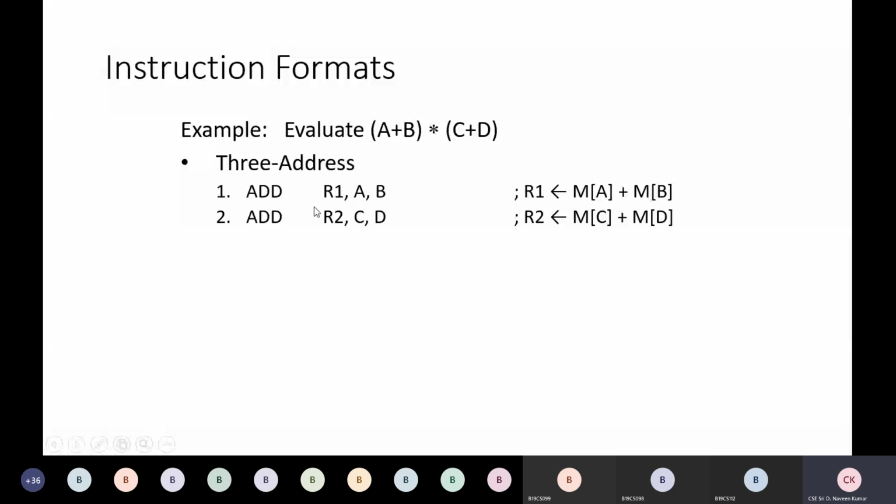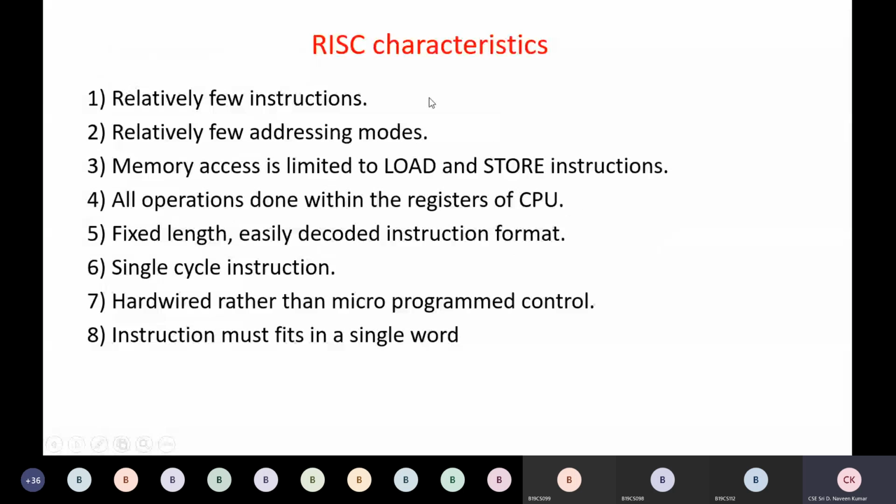Okay, so we already seen this part. Adding A plus B is done here, C plus D is done here, and the entire evaluation, multiplying these two, is done in the third instruction using the three address format. We already done this one. These are some RISC characteristics. We already specified all these, and we had just now discussed them also.